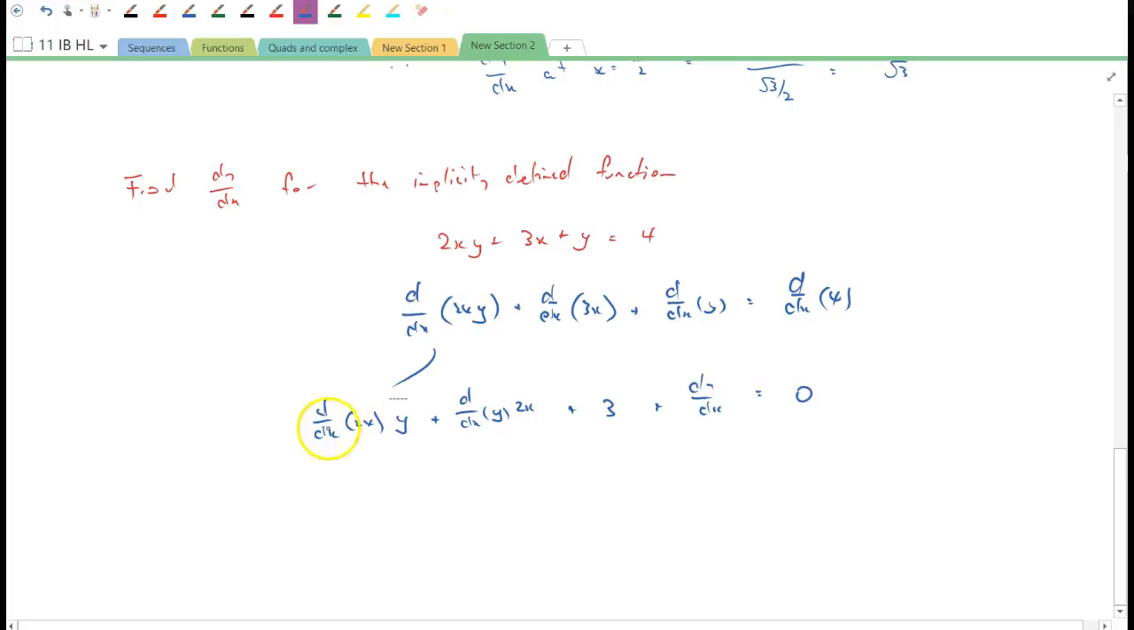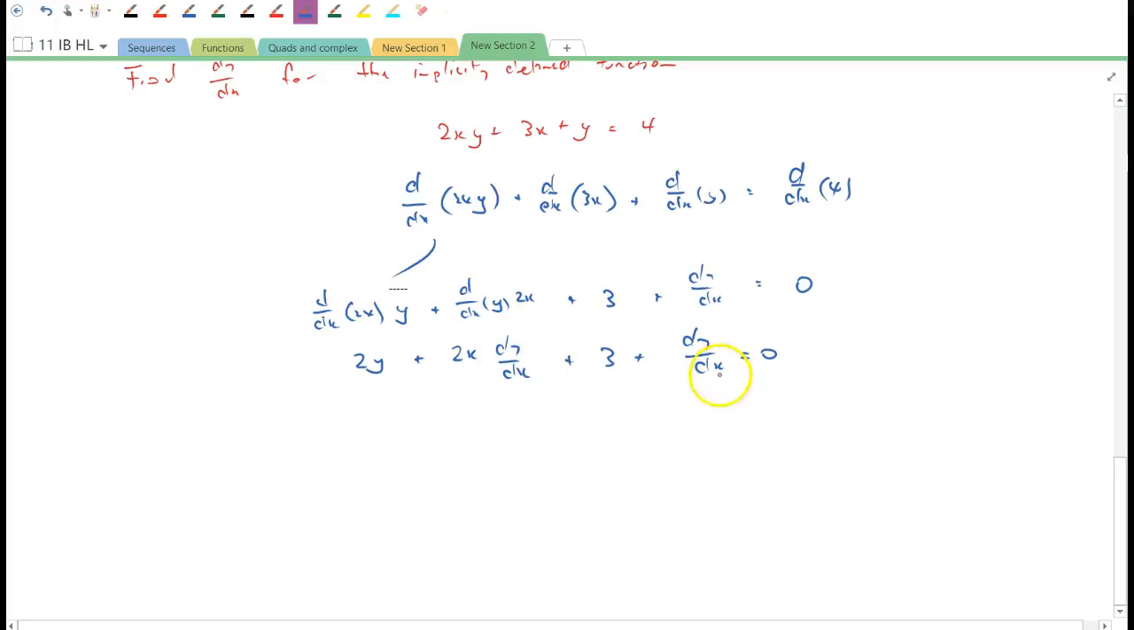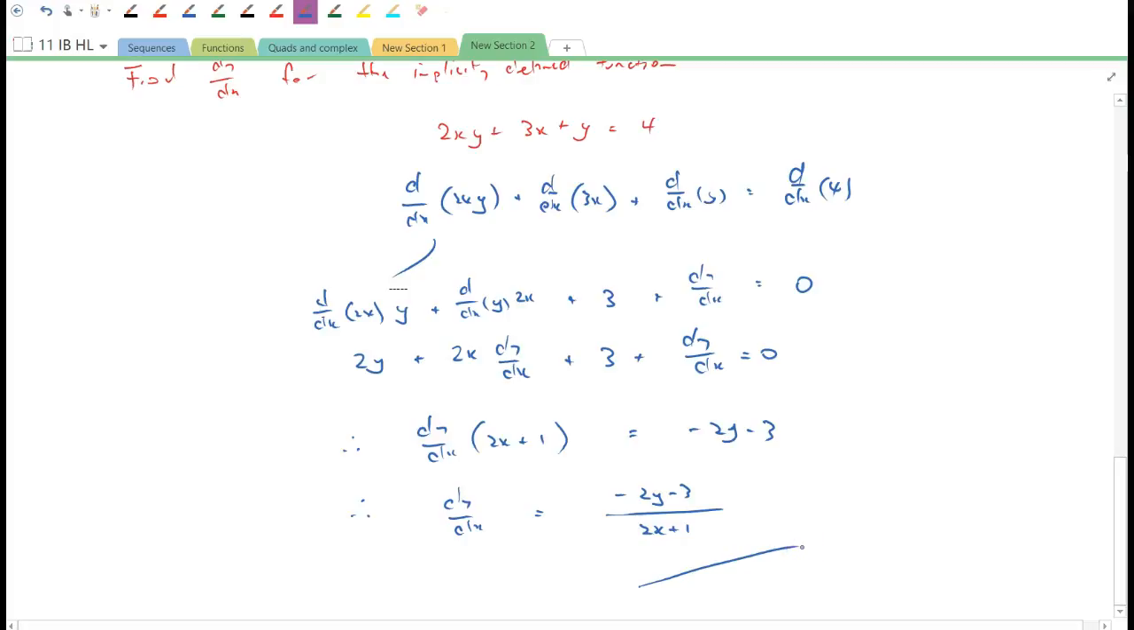The derivative of 2x with respect to x is 2, so I end up with 2y here. Now this is dy/dx times 2x, so that's 2x dy/dx plus 3 plus dy/dx is equal to 0. Okay, we want to isolate our dy/dx's, so I'm going to factorise the dy/dx's out: 2x plus 1, and that's going to equal minus 2y minus 3. Therefore dy/dx equals minus 2y minus 3 over 2x plus 1, and that's my derivative.